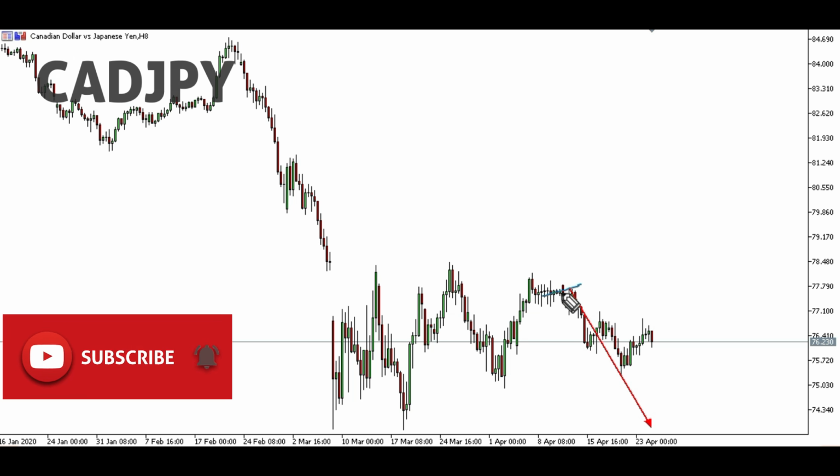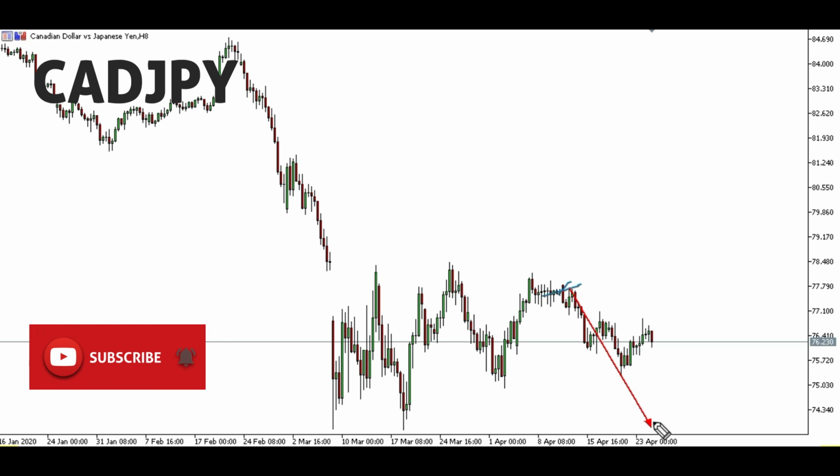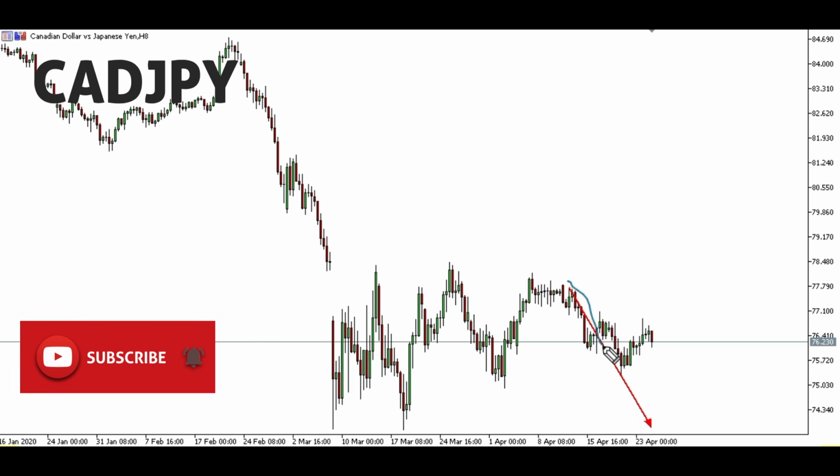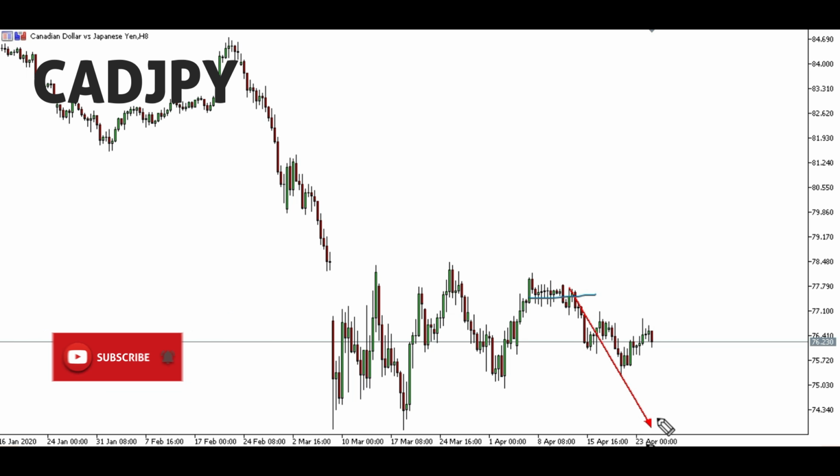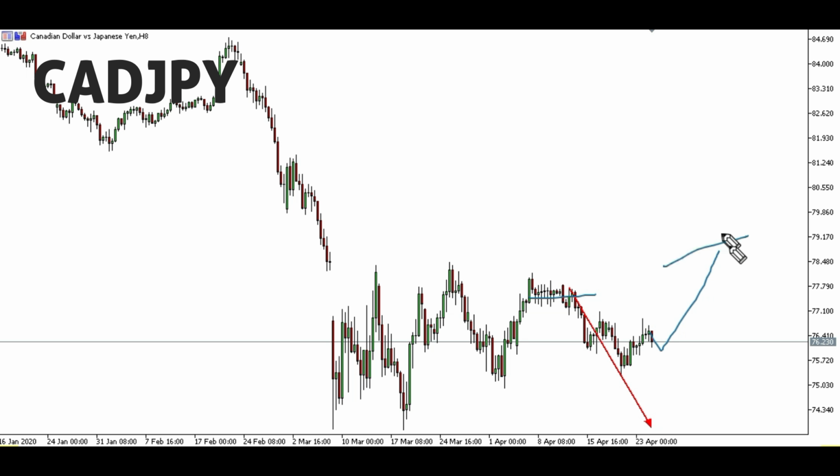CADJPY, we focused on a down move from here to reach this level here, and we're moving down like that. So this next week, we're looking forward to getting a pullback until this area here, then continue down. That's for CADJPY. If you found an entry here, make sure you manage your trade and shift stop loss to break even, so that if it reverses against you, you can get out with break even and look for another entry here for a sell. But overall, CADJPY, our bias is down.